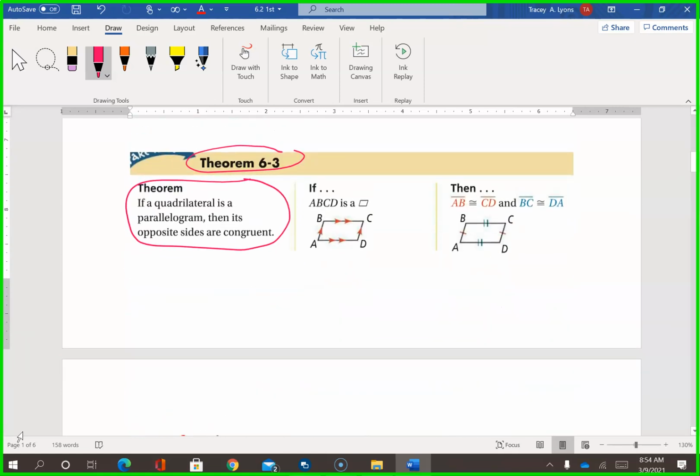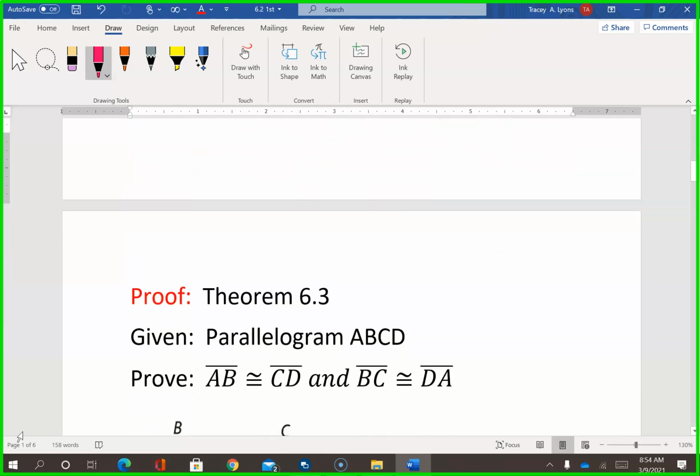The first one, again, said if a quad is a parallelogram, opposite sides are congruent. So if they tell you it's a parallelogram, you do know that opposite sides are the same. If they give you, for instance, a 2x plus 7 on the top and an 8 on the bottom, you can set them equal and you can solve for the missing part. So we'll be doing that in a little bit.